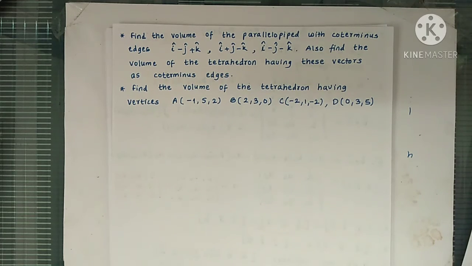So denote the vectors as A bar, B bar, C bar. Find the scalar triple product. The volume of the parallelepiped is the scalar triple product, and for the tetrahedron we have to multiply this value by 1 by 6, and remember to write the cubic units.